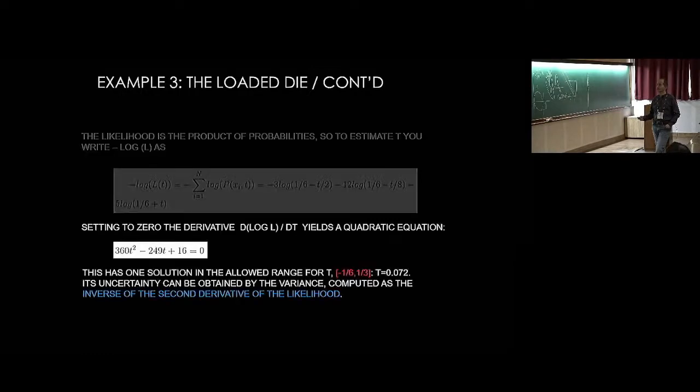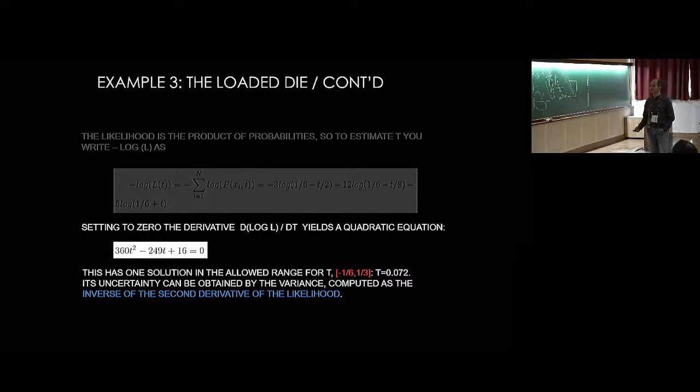Fifth grader math, and you get a quadratic expression in t, and you can solve for t. And there is only one solution in the allowed range for t, because of course the probabilities that we have defined before are only valid if t is in this range. And we get t, our point estimate, as 0.072. So this is our point estimate for the load of the die. And you see that it is a positive load because we got more 6s in our data than we were expected to, 5 with respect to 3.33.